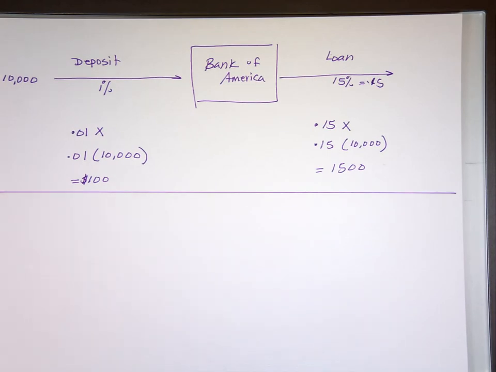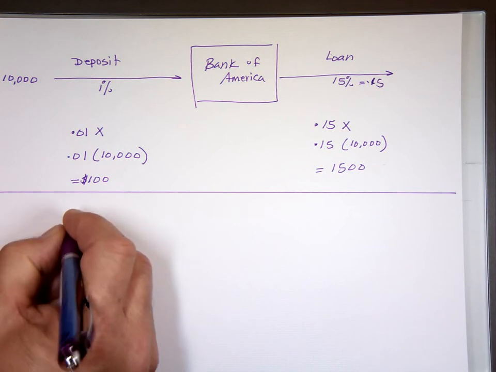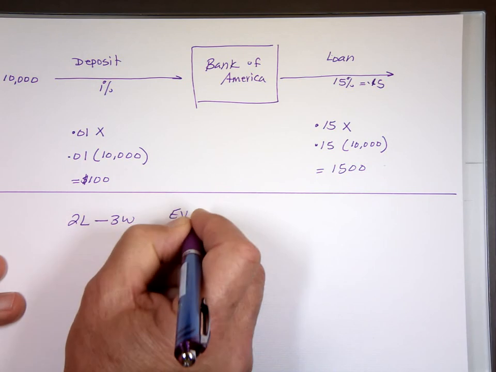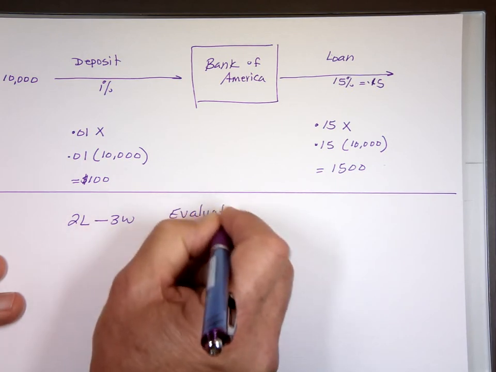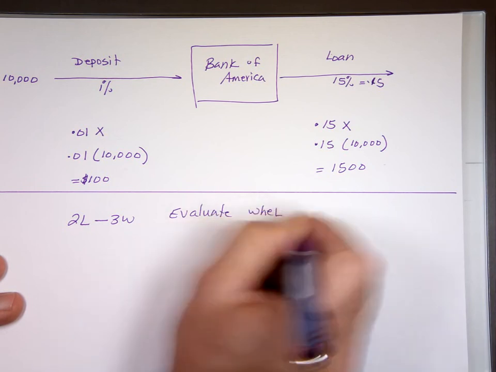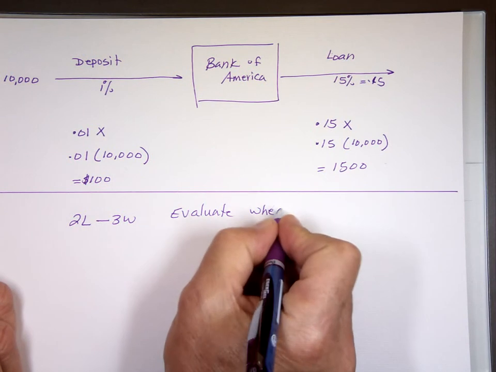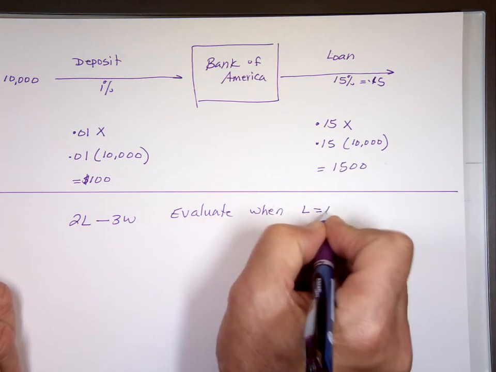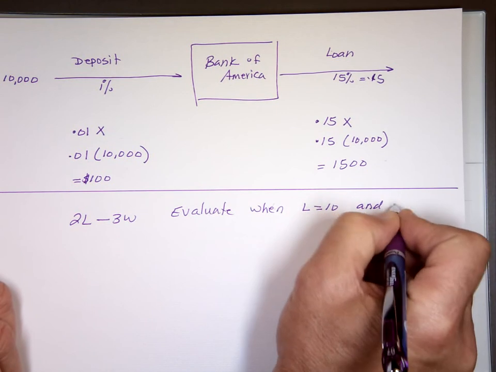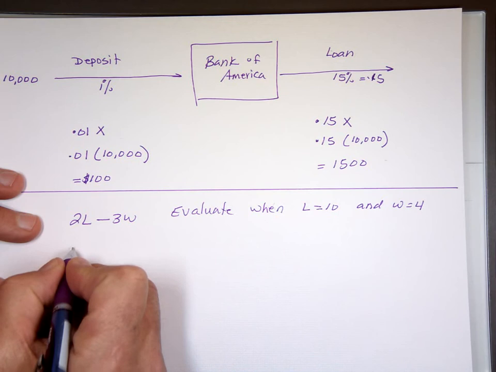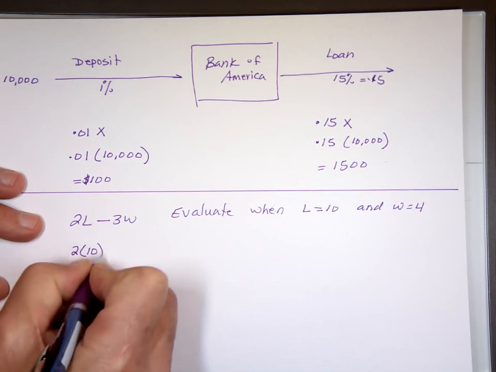Let's take another expression. 2L minus 3W. Evaluate when L equals 10 and W equals 4. So what do we do? Replace L with what? 10. 3 times W, W is 4.